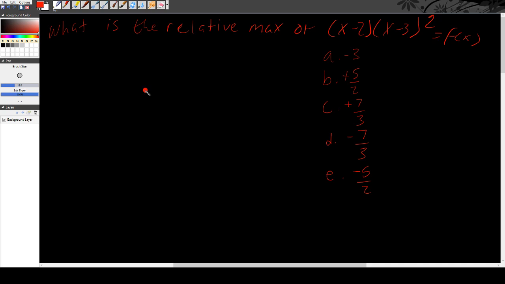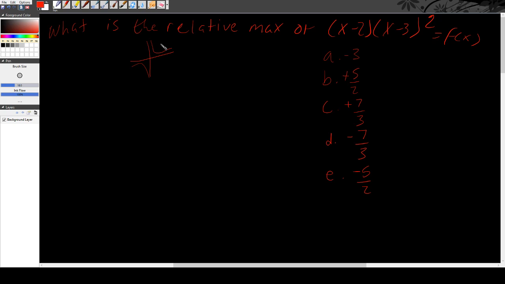Hello, today we're going to be going over relative max. The thing about relative max is, say that you have f of x and you have 1 over x. It's going to be something like that. I'm really bad at drawing graphs.